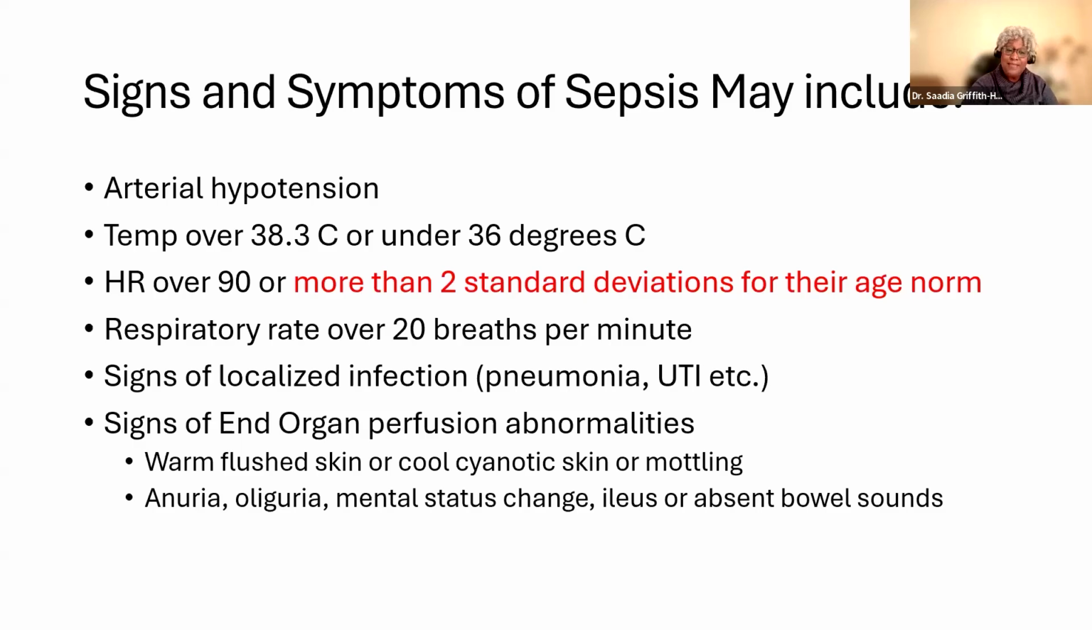And hopefully something that you're not seeing in the clinic situation, but certainly signs of end organ perfusion abnormalities is a very bad sign. Warm, flushed skin or cool cyanotic skin or mottling, if you've ever seen that, which is very impressive and concerning. Or you can have people who have anuria, oliguria, mental status change, which suggests that there may be a perfusion problem or it could be a metabolic problem. You can have ileus or absent bowel sounds. So again, there are signs, but these are all nonspecific. But it should put our antenna up.